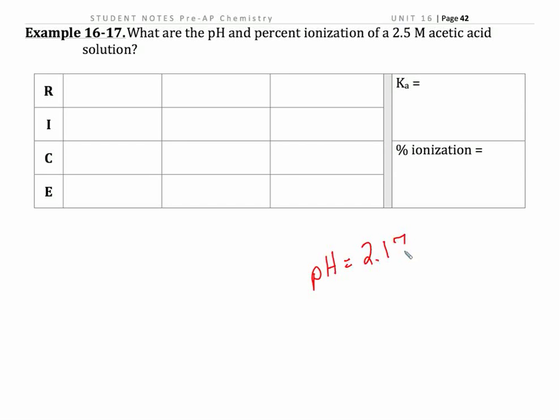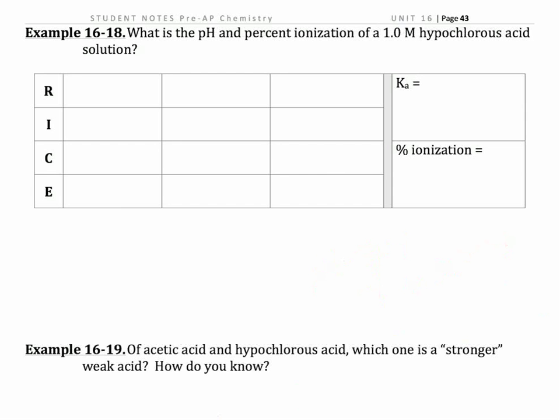This is 2.17 for the pH, and the percent ionization is 0.268%. Instead, I want to go on to the next one. We have hypochlorous acid. Hypochlorous is HClO. Now, if you've forgotten your acid names, just do the best you can and keep going with the problem, and you will likely get at least some really good partial credit.